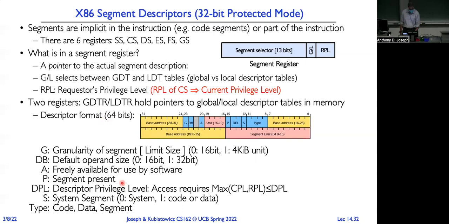What else is important? It tells you what privilege level is required to access it. You have to make sure that the requester privilege level is less than the actual segment level. That way, it guarantees whether you can access it or not. So if it's kernel, you wouldn't be able to access it from user mode. And then there are extra bits that you can use for the operating system, the bits in A, and that's probably all that's really important.